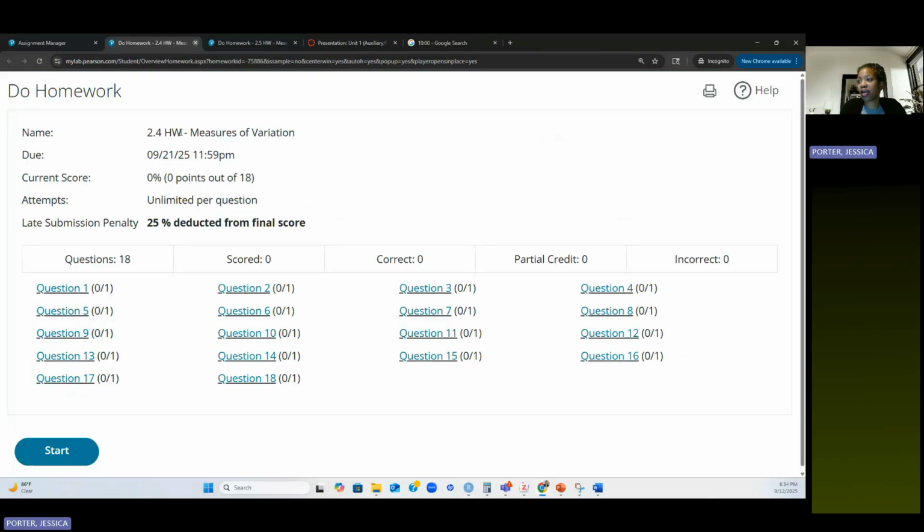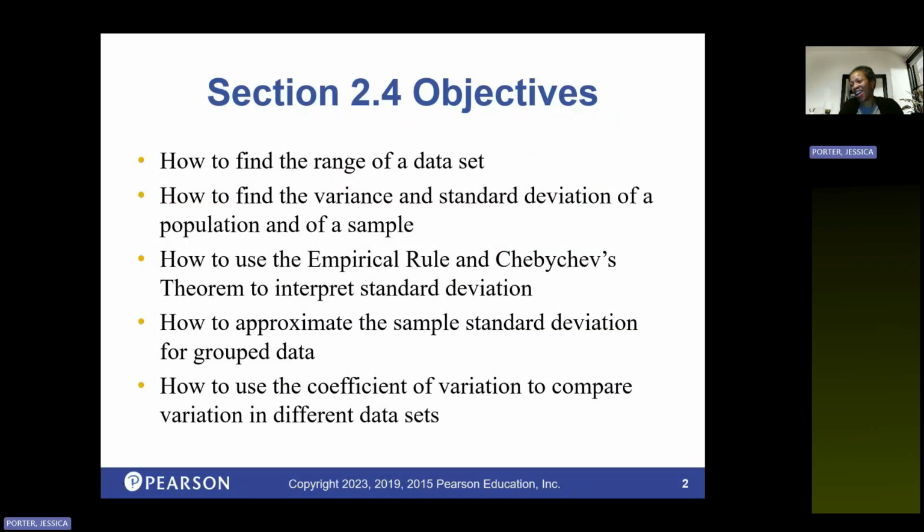Let's get rid of that. And now we're in 2.4. 2.4 is a long one, so let's get it started. Oh. I'm showing my age.